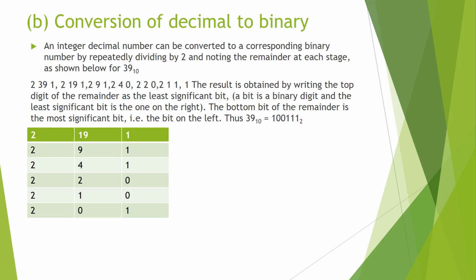So we can also have the conversion of decimal to binary. An integer decimal number can be converted to a corresponding binary number by repeatedly dividing by 2, noting the remainder at each stage, as in the case of the example that we have here. And remember this technique, we normally call it the successive division technique. So let us work through 19 and convert it to binary.